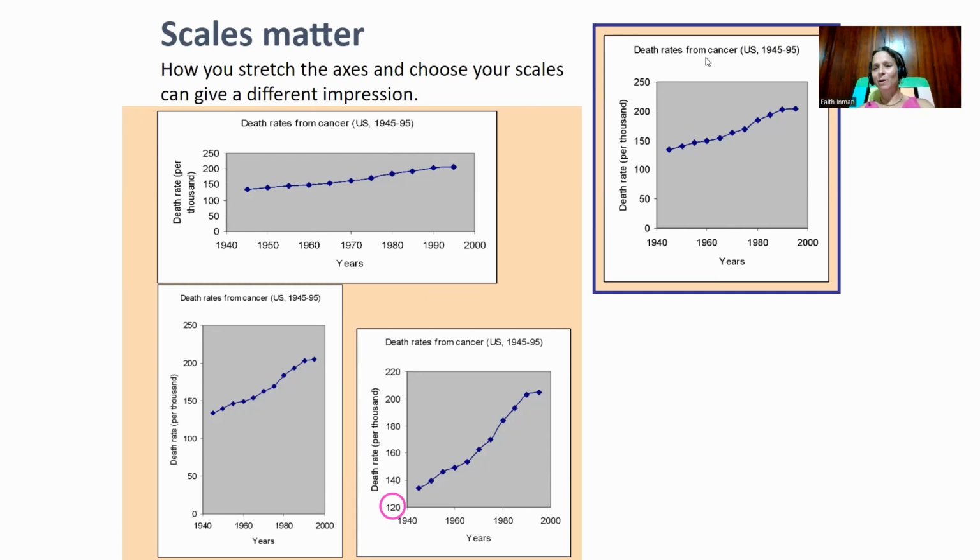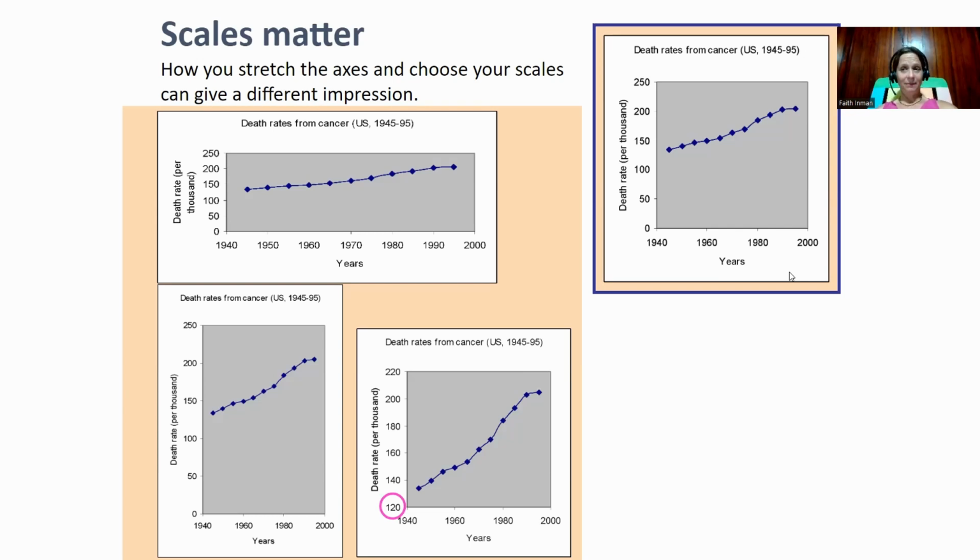Here's maybe a more balanced way of looking at it, which is to just have a square graph that goes from 0 to 250. And it shows, yes, there is an increase in cancer deaths. Whether or not you think that's an alarming increase, that's up to you. It obviously seems like it's going up from less than 150 to closer to 200 from 1945 to 1995.